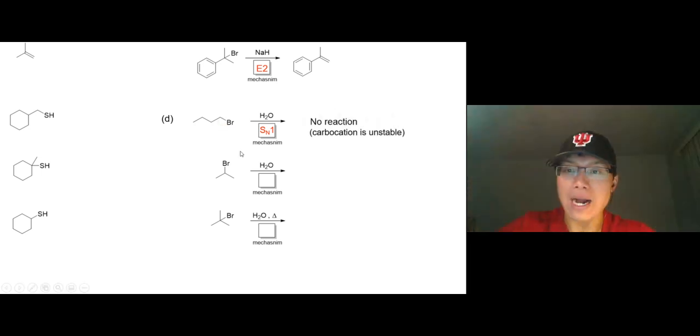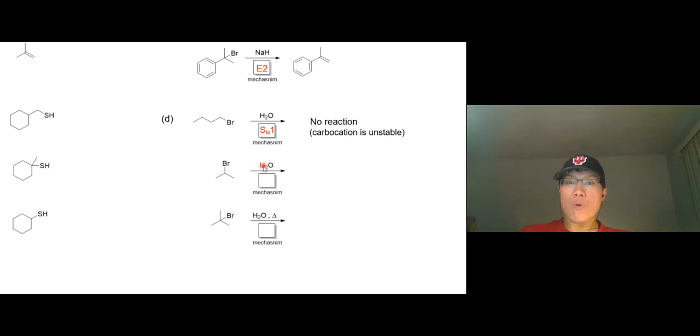The alkyl halide. If water wants to do an SN1 or E1, both of these mechanisms pass through a stable carbocation, right? Can this one form a stable carbocation? No, this is not a stable carbocation for sure. This is a primary carbocation if the bromine leaves. So no reaction there. The carbocation is not stable enough.